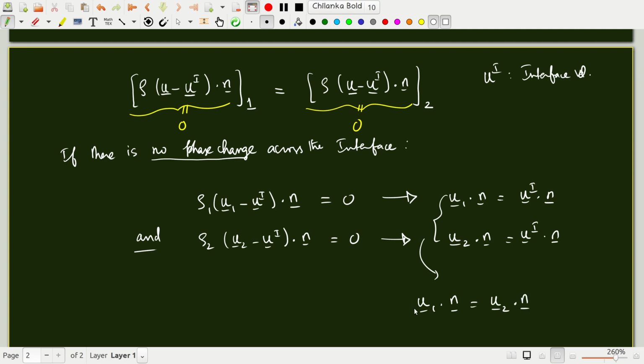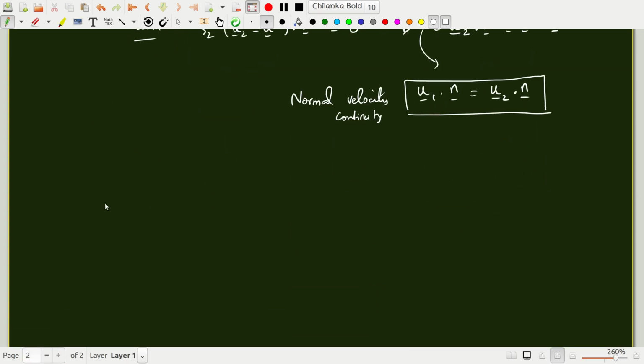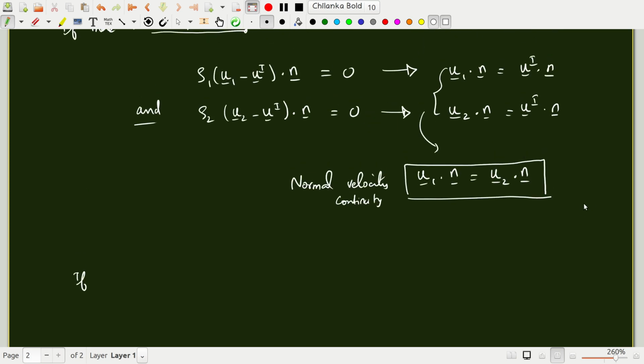Okay, this is the normal velocity continuity condition across a fluid-fluid interface. This is called normal velocity continuity. Now, this is also equal to ui dot n.